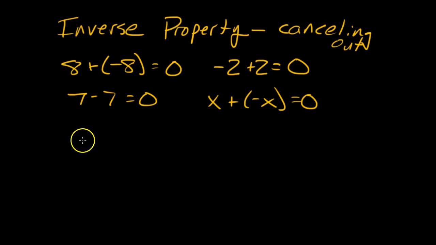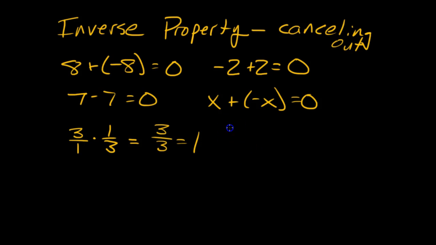Now for multiplication, it's a little bit more complicated. For example, if we do 3 times 1/3, well, remember that we can always write a whole number as a fraction. So in other words, 3 could be written as 3 over 1. And when we multiply our fractions together, we do the numerators times the numerators and denominators times denominators, we get 3 over 3, and we get 1.